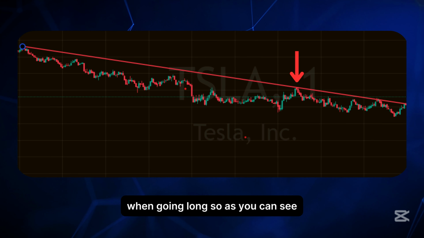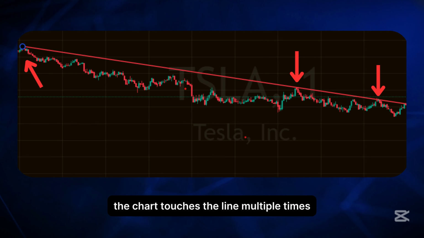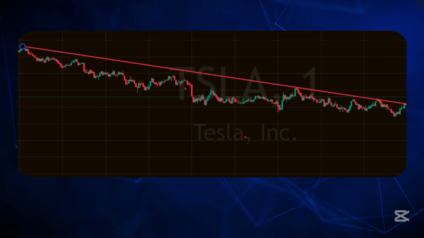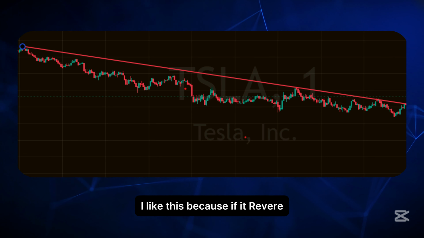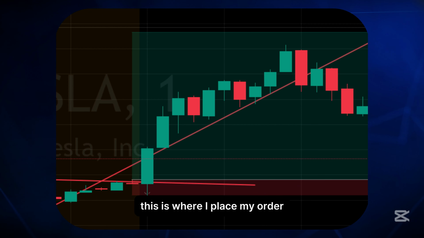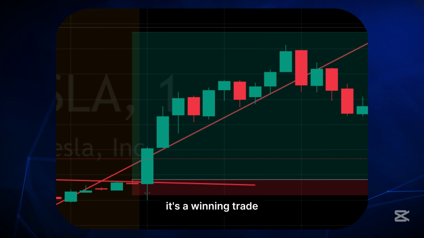So as you can see, the chart touches the line multiple times, at least 3 times. It shows that it's in a downtrend. I like this because if it reverses, it's going to be strong. Look what happens when the price breaks this trend line. This is where I place my order, and as you can see, it's a winning trade.